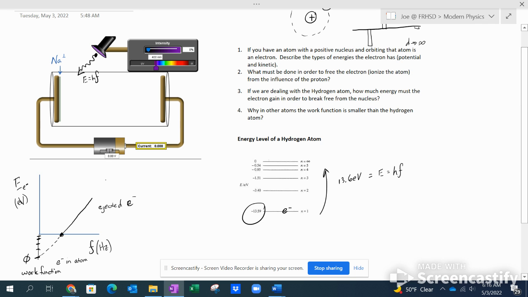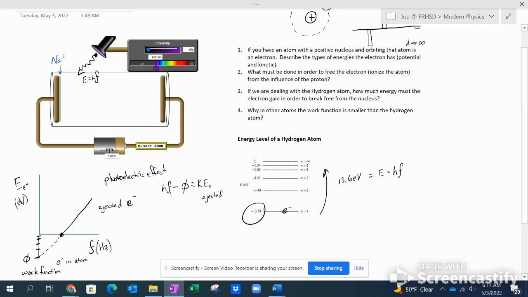Once the electron is ejected, this is known as the photoelectric effect. You have enough incoming light energy to eject it, greater than the work function, and ultimately that will equal the kinetic energy of the electron that is ejected.